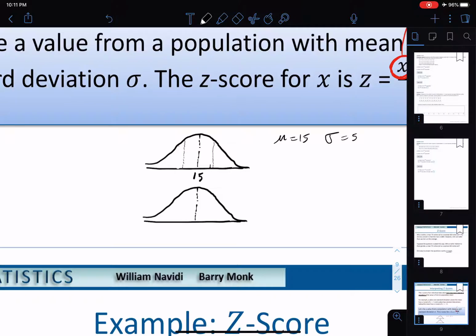So let's say that's one standard deviation above the mean. Well, one standard deviation is 5, so that would be at 20, right? And one standard deviation below the mean would be 5 down below, right? Standard deviation is 5, so one standard deviation below would be 15 minus 5 is 10. And then another standard deviation below, and then one more to get our 3.